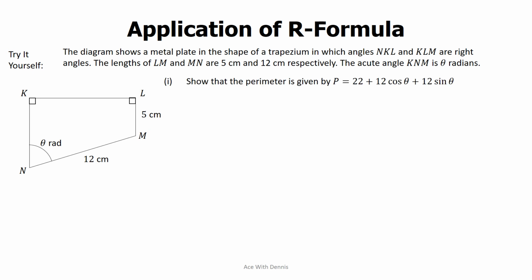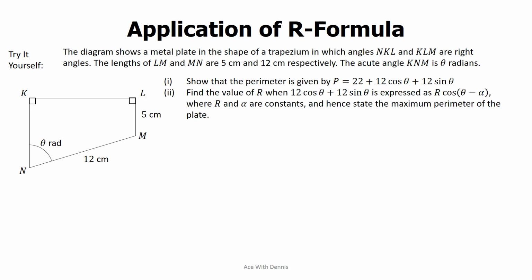Number 1, show that the perimeter is given by P equals 22 plus 12 cosine theta plus 12 sine theta. Number 2, find the value of R when 12 cosine theta plus 12 sine theta is expressed as the R formula, which is R cosine theta minus alpha, where R and alpha are constants, and hence state the maximum perimeter of the plate. Number 3, show that the area of the plate A cm squared is given by A equals 60 sine theta plus 36 sine 2 theta. You can pause the video and try to solve it yourself.